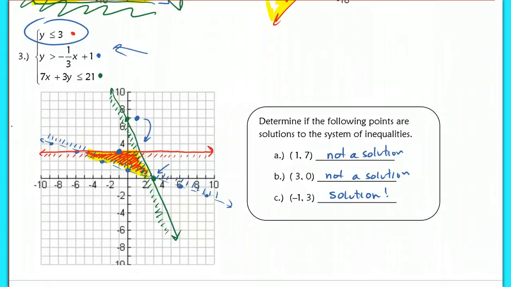And a boundary line just means where it splits the graph. Like this is considered a boundary line, so is this, and so is this, because it's splitting your graph into two parts. Part that's shaded, part that's not shaded.